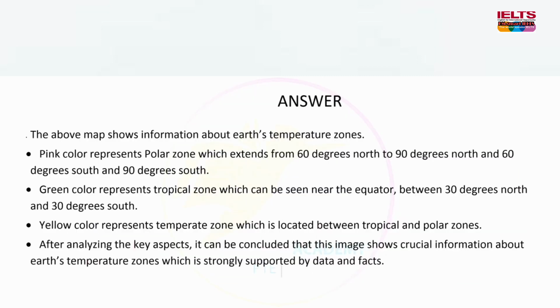The above map shows information about Earth's temperature zones. Pink color represents the polar zone, which extends from 60 degrees north to 90 degrees north and 60 degrees south to 90 degrees south. Green color represents the tropical zone, which can be seen near the equator, between 30 degrees north and 30 degrees south. Yellow color represents the temperate zone, which is located between the tropical and polar zones.